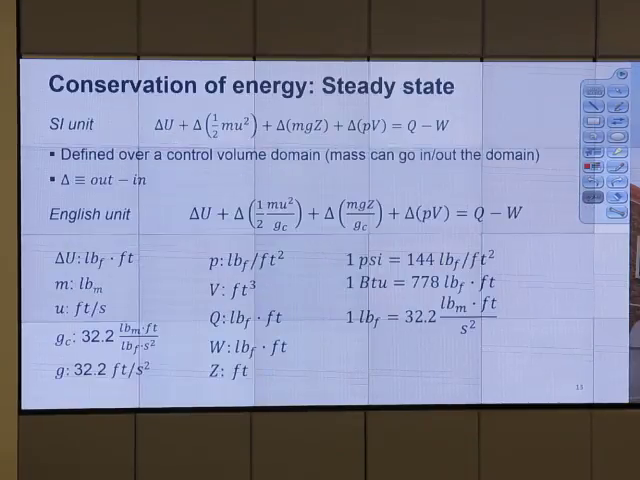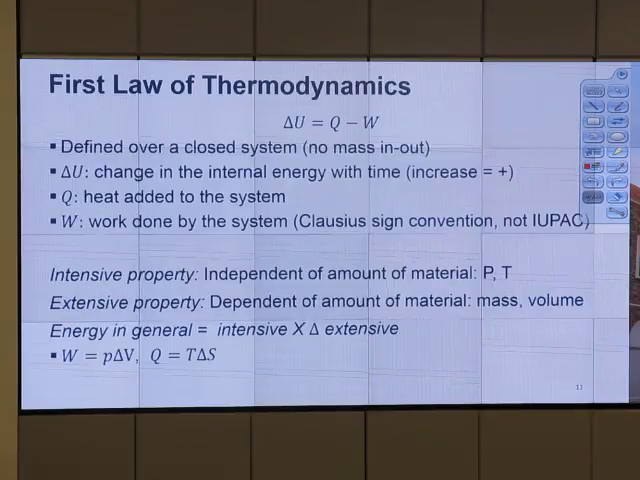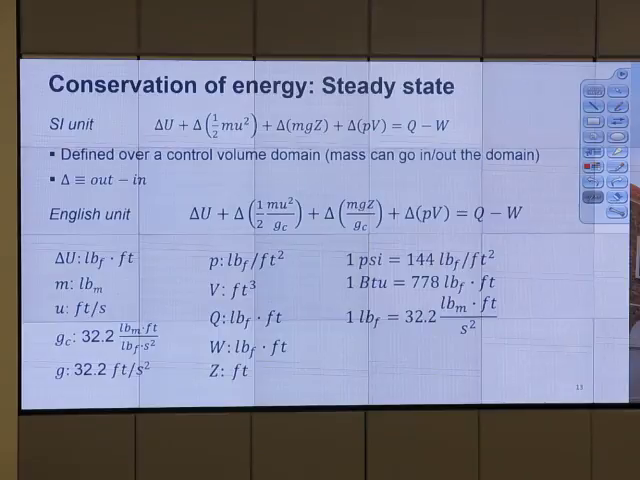When we add work into the system, temperature goes up, and we are about to show you mathematically. We talked about the closed system for the first law of thermodynamics. Everyone's good on that? Okay. Next one. Same thing, but this time it is steady state.